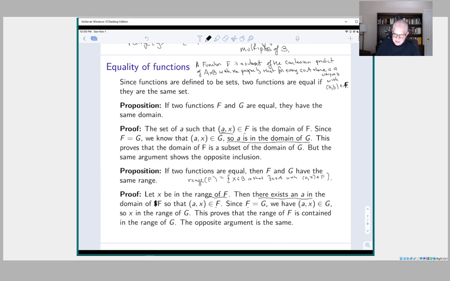Since f and g are equal, the pair (a, x) is also in g. But that proves that x is in the range of g because x occurs as the second element of an ordered pair in the set g. And this proves that the range of f is contained in the range of g, and the opposite argument is the same. These results are worth pondering, and they are described in the book.